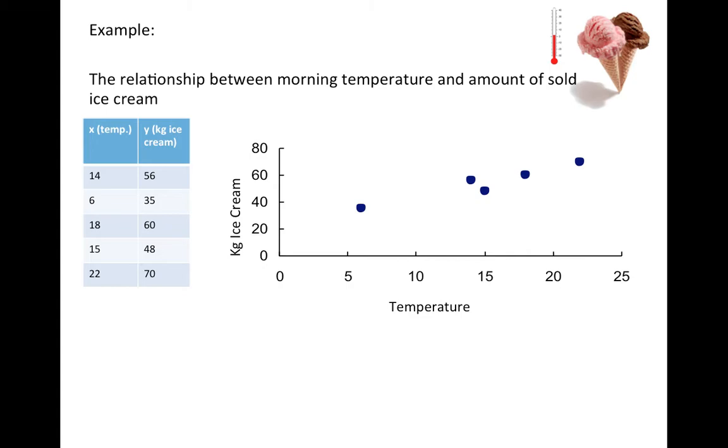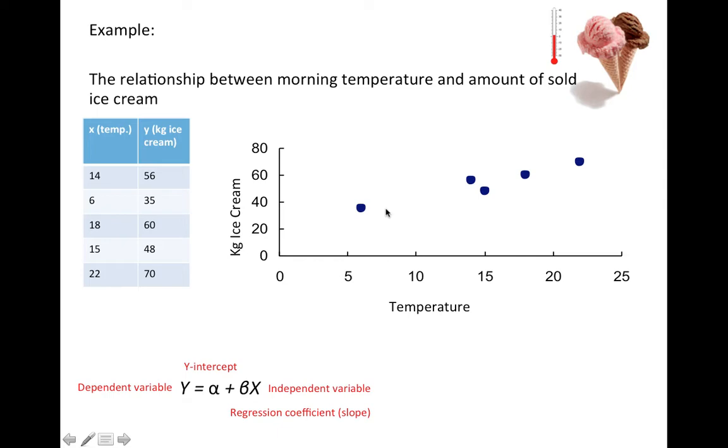To predict the amount of sold ice cream, we will use the regression equation. In the regression equation, x is the independent variable, that is temperature in our case. Y is the dependent variable, kilograms of sold ice cream. Alpha is the y-intercept, the value of y when x is 0. And beta is the regression coefficient, or the slope, that is how much y changes when x increases with 1 unit.